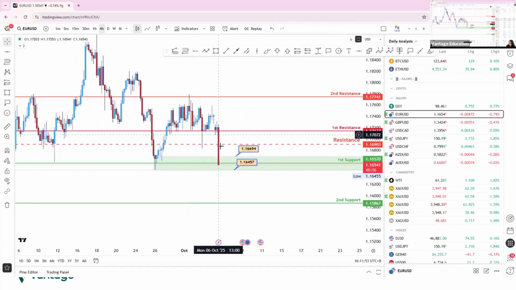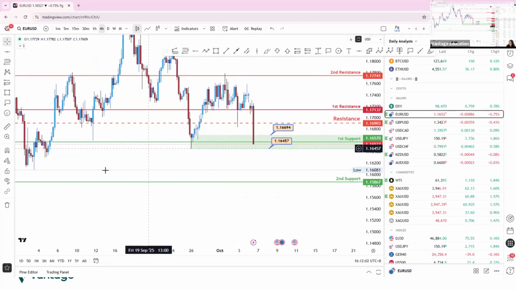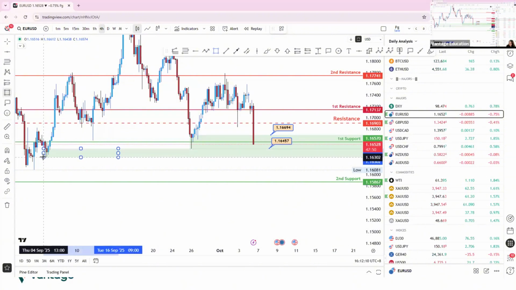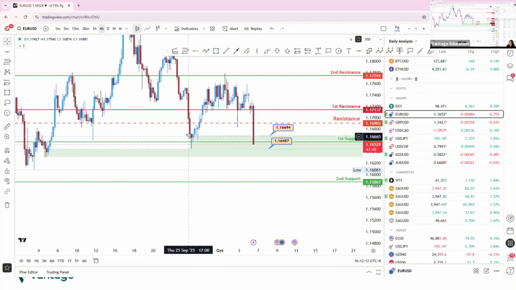You see there is very strong selling. If there is no rejection on the lower time frame, you shouldn't buy at the first support. You shouldn't buy at the second support. I think I'm going to give you these zones.